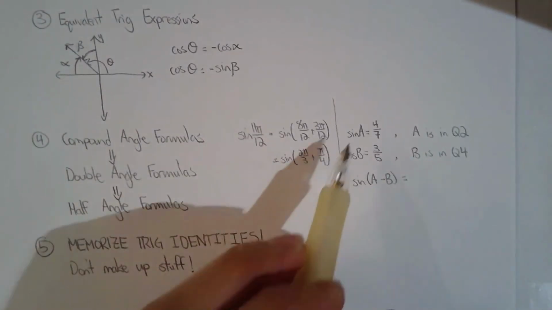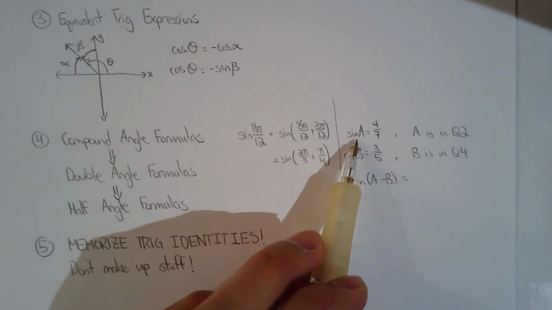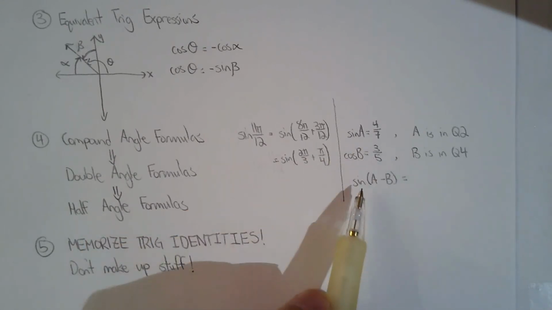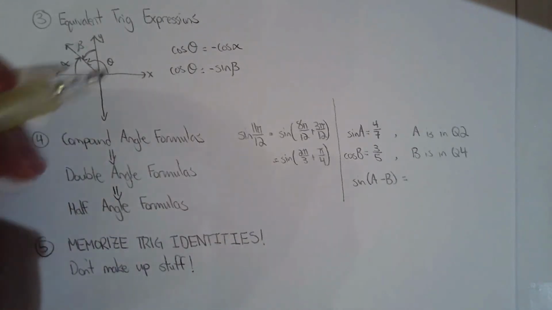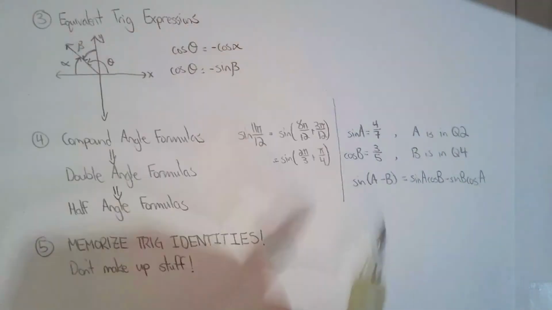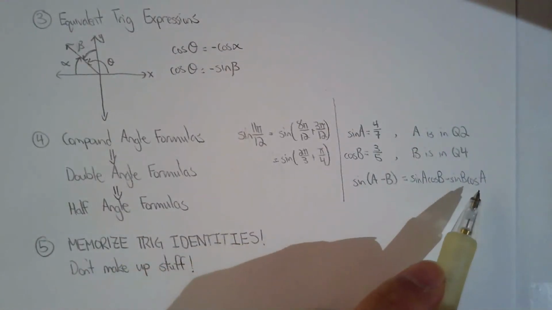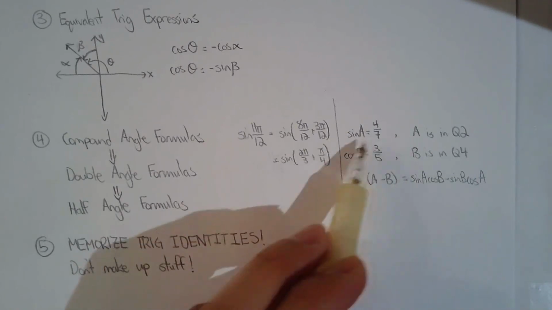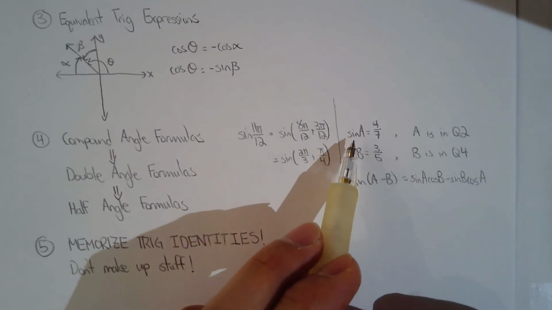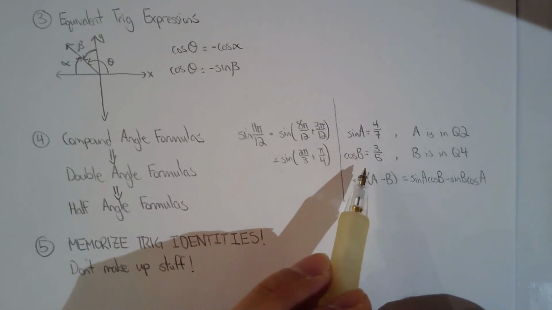Another question is, if I give you sine A and cos B and ask you what sine of A minus B is. So I'll do one step and then you can do the rest later. So sine A cos B minus sine B cos A. So I have sine A, I have cos B, but I don't know sine B and cos A. But using your grade 11 trig, you should be able to find out what sine B and cos A is.